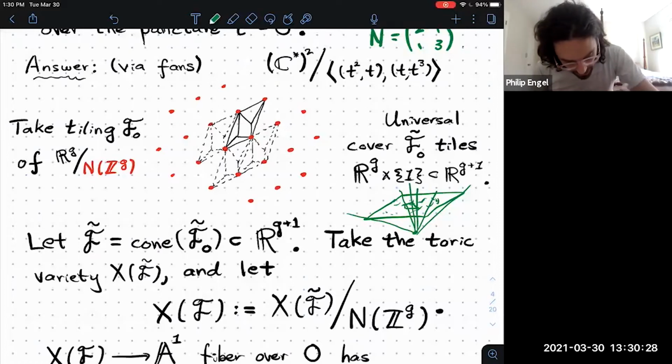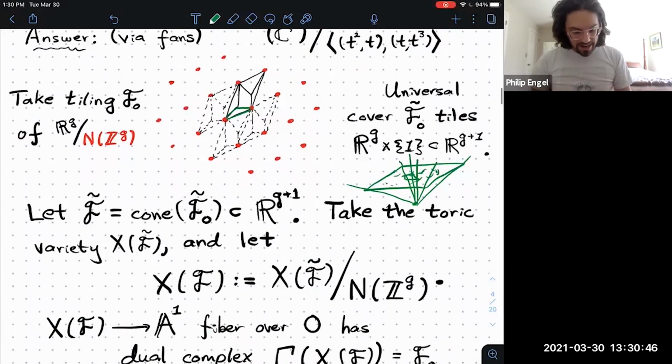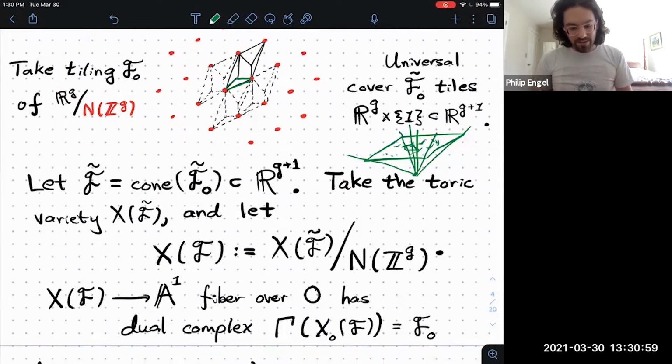So for instance, if we take a triangle here, the cone over this triangle is going to be like an affine cone in R3 generated by 3 vectors, a simplicial cone. And now I take the toric variety of the cone over the periodic tiling. And so I have some toric variety, which is constructed by dualizing each cone and taking Spec of that monoid, C adjoin that monoid. And then finally, I quotient by Z to the g.